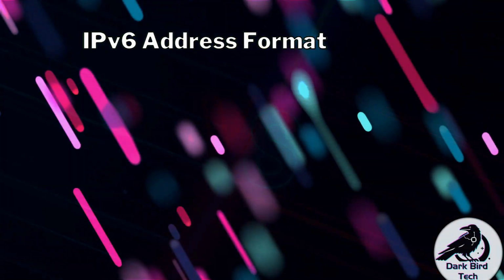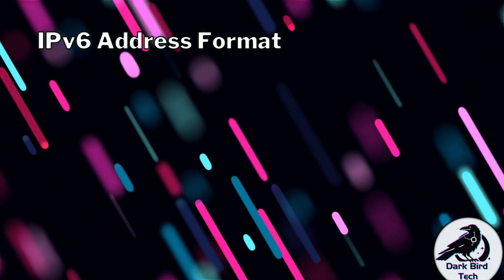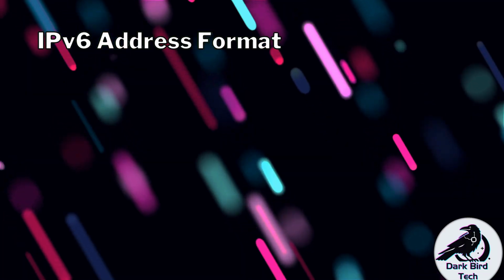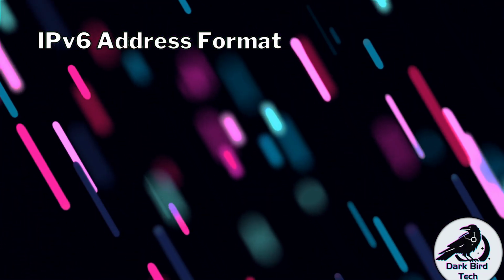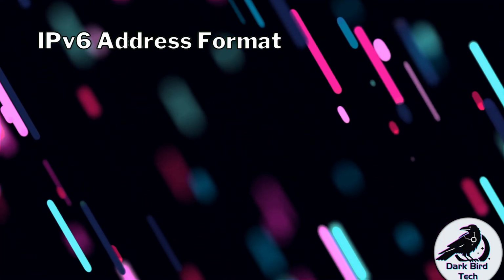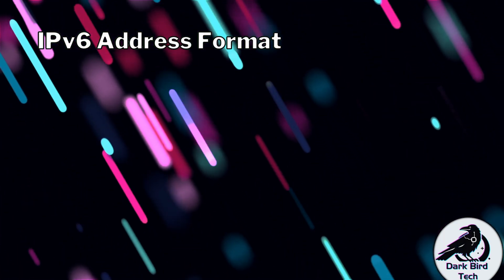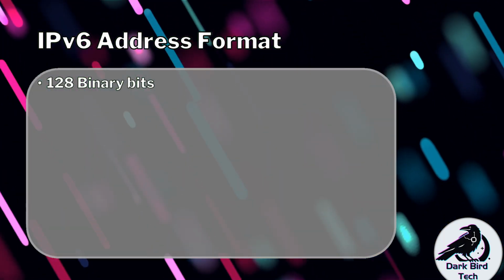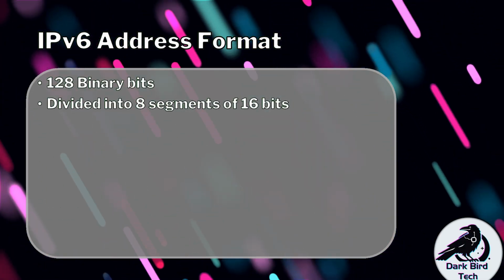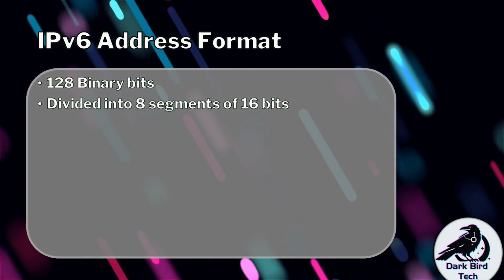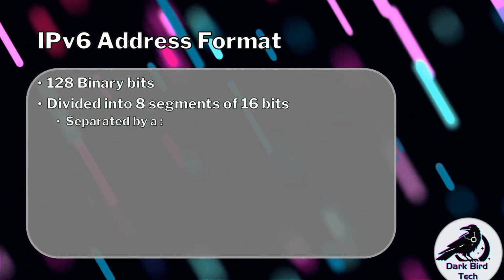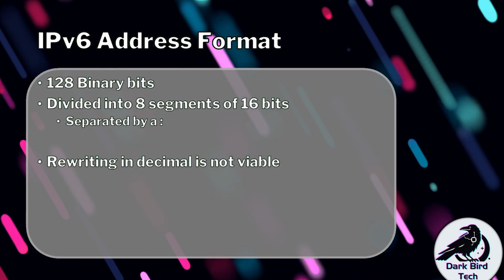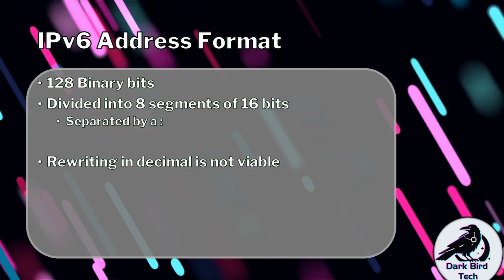The problem though is the format, I think. Once you've wrapped your head around IP version 4, it feels like a lot of time and effort went into that, and you don't really want to give up on that work you've put in. And then you see the IP version 6 address format, which is 128 binary bits, getting divided into 8 segments of 16 bits that are separated by a colon. It gets quite difficult. And the problem is, we don't write it in decimal, because it's simply not viable.